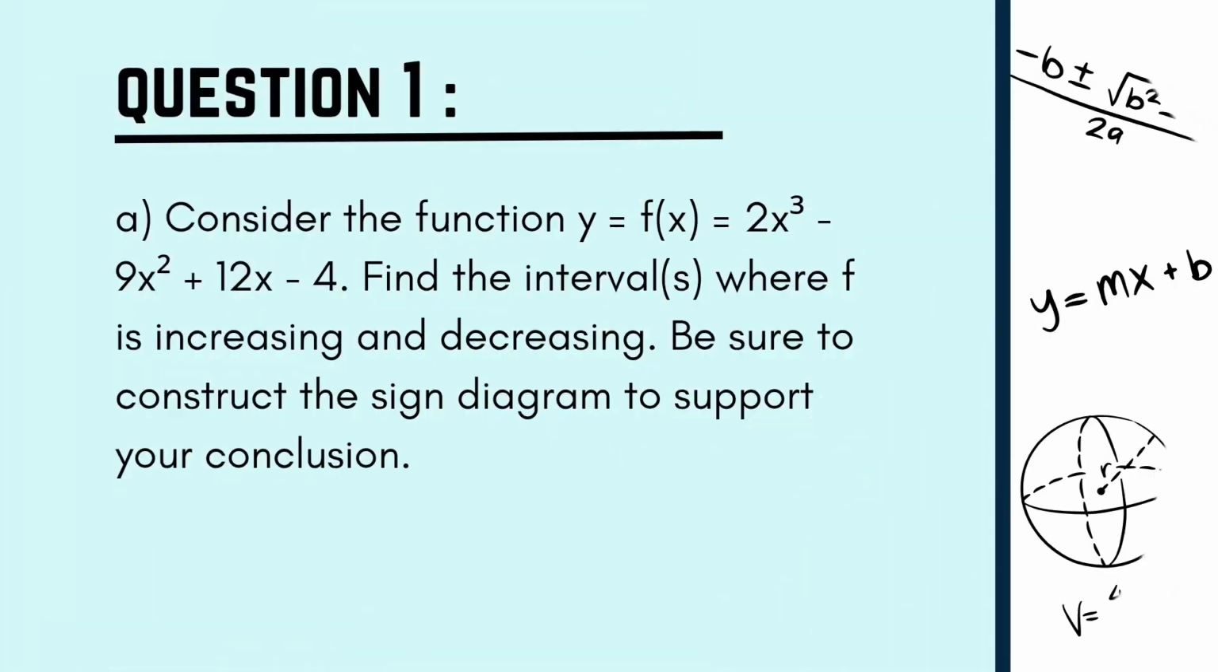Let's begin. Question 1a. Consider the function y equals f(x) equals 2x^3 minus 9x^2 plus 12x minus 4. Find the interval where f is increasing and decreasing. Be sure to construct the sign diagram to support your conclusion.